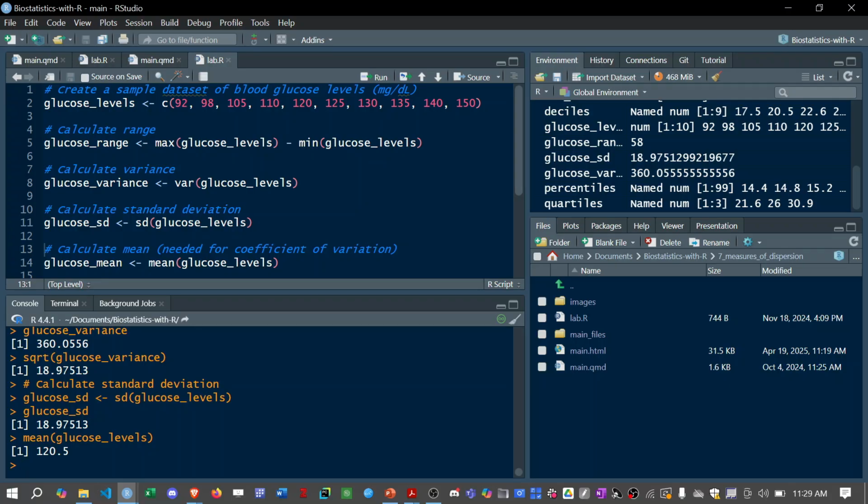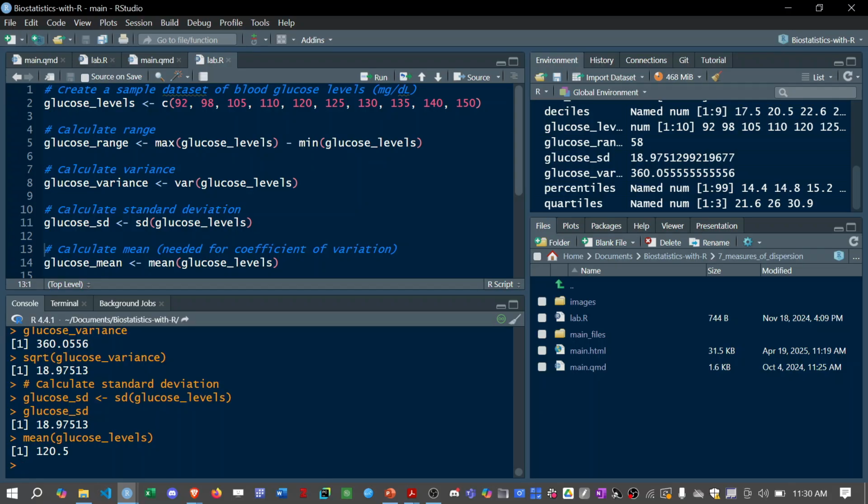Since the mean of our data set is 120.5 and the glucose standard deviation is approximately 19, then what does this mean? With the standard deviation of the glucose levels being 19 and the mean approximately 121, we can now say that most of the observations in our data fall within the range 121 minus 19 to 121 plus 19. So if I say 121 minus 19, we have 102. And if I say 121 plus 19, we have 140. So it means that most of the observations are between 102 and 140. As you can see, that is actually true.